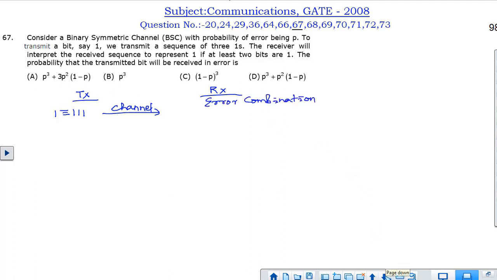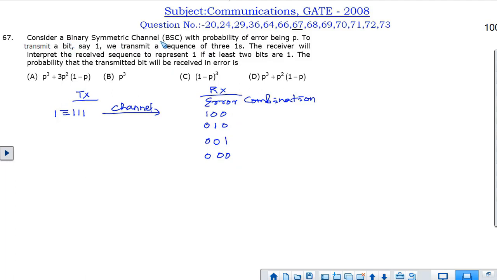So what will be the error combinations? The error will occur when, during the transmission of 3 bits of 1, there is a toggle in bits at 2 positions or at all 3 positions. So what are the combinations in which error can occur? When at the receiver we get the bits as 100, 010, 001, and the last case is when all the bits are toggled to 0. So these are the error combinations.